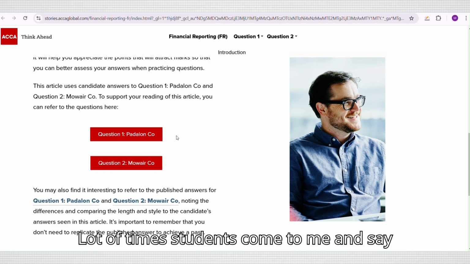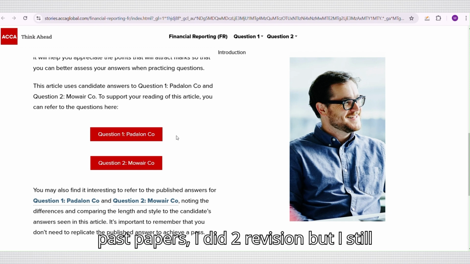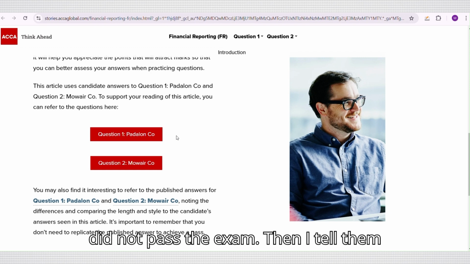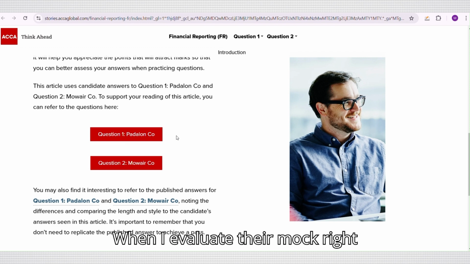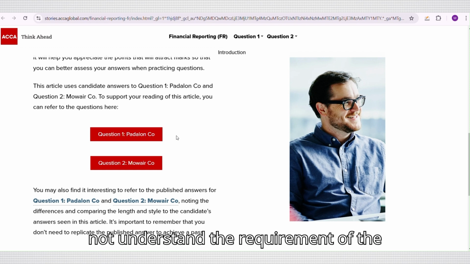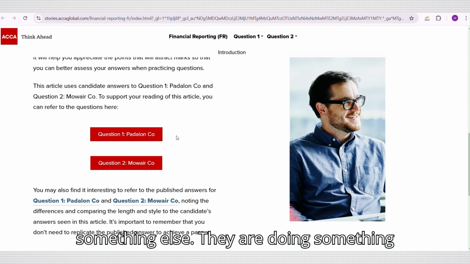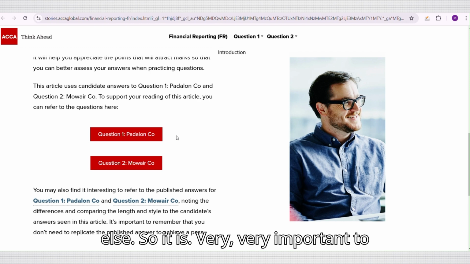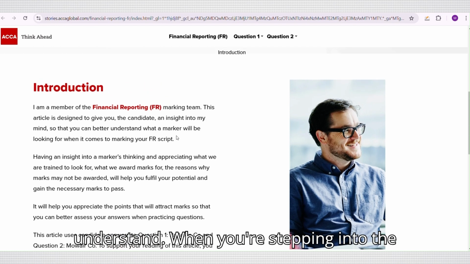Lot of times students come to me and say, ma'am, I did the exam kit, I did all the past papers, I did 2 revision, but I still did not pass the exam. Then I tell them, please, can you share one mock with me? When I evaluate their mock, 90% of the times I figure out they do not understand the requirement of the question. The question is trying to say something else, they are doing something else. So it is very important to understand, decode the question. That is what this document will help you understand.